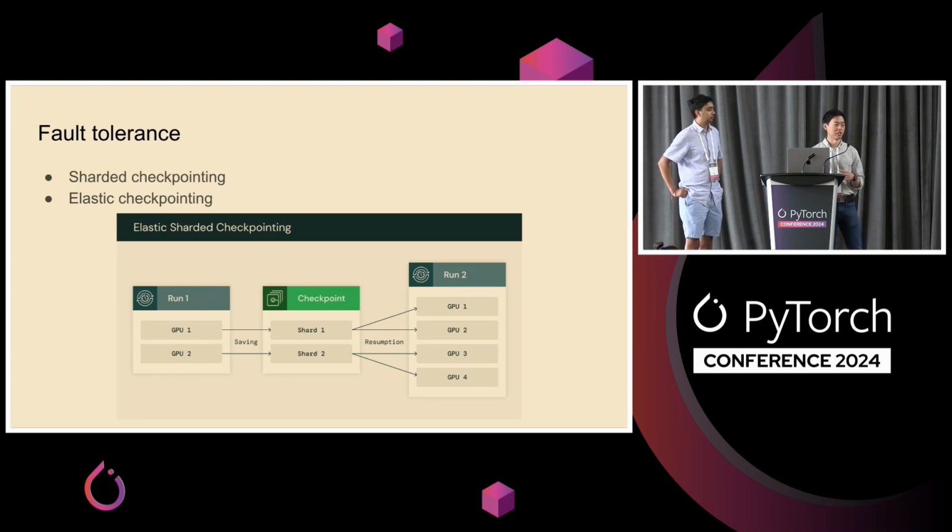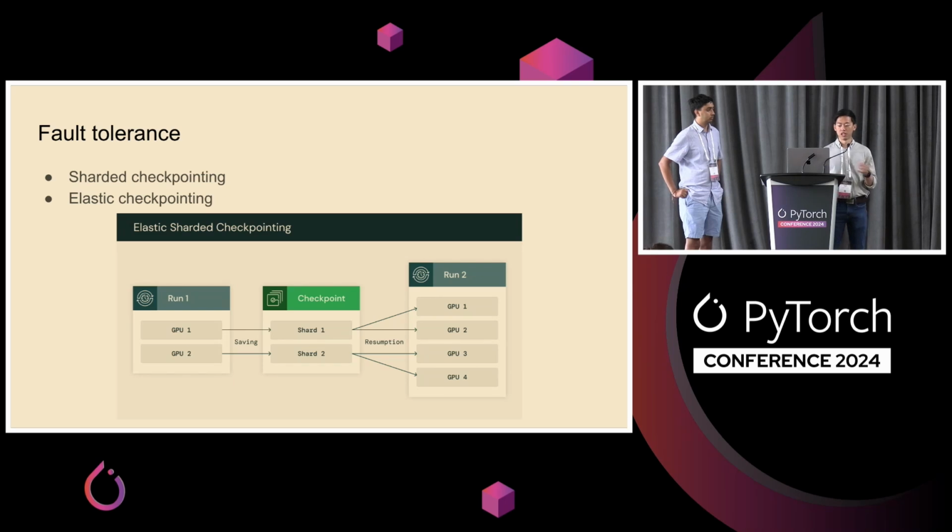That's basically just, during a model training run, saving the state of your model at time intervals, so that if your training run fails or dies, you'll resume training from the latest checkpoint instead of having to start your training over from scratch. So there are two concepts I'm going to talk about. First is sharded checkpointing, and the second is elastic checkpointing.